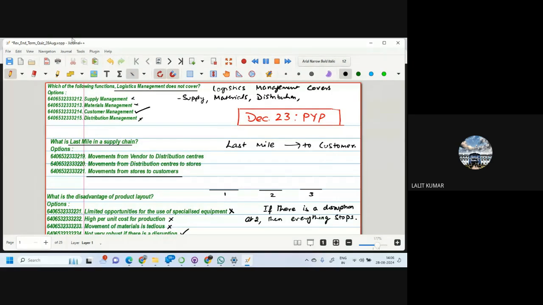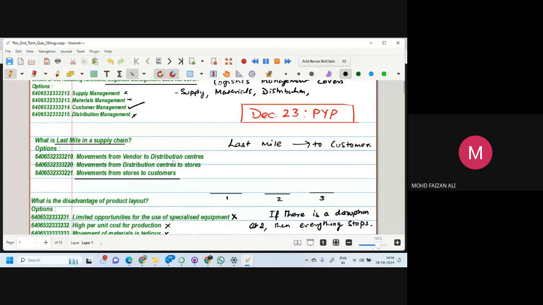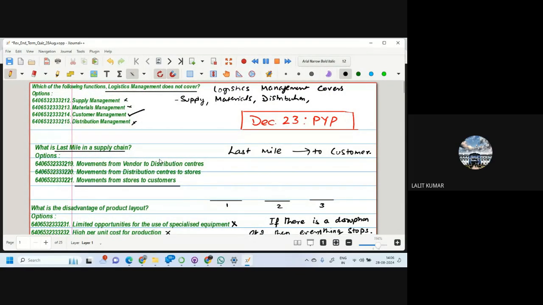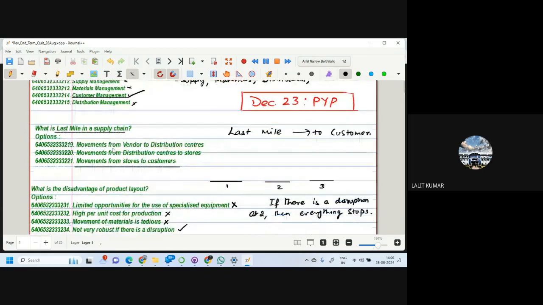This is the December 23 previous question paper. I hope my screen is visible to everyone. The first question is, which of the following functions does logistics management not cover? If you see the options, supply management it covers, materials management it covers, distribution management it covers. However, the striking one is customer management. This is not part of logistics management. Now, what is the last mile in a supply chain?